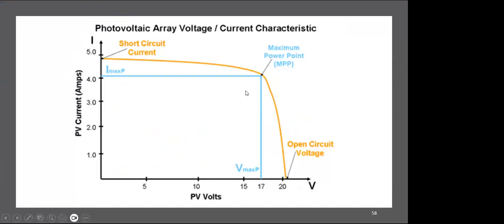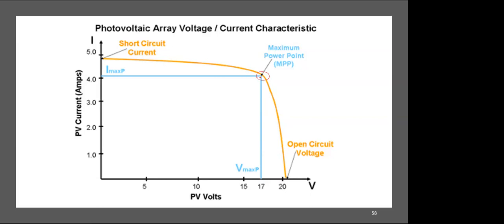For any solar PV, there is a maximum power point.